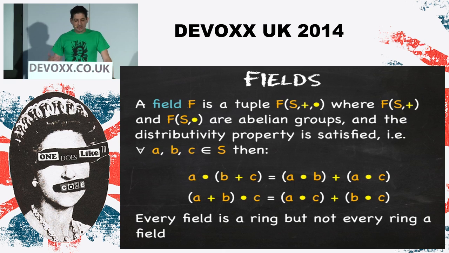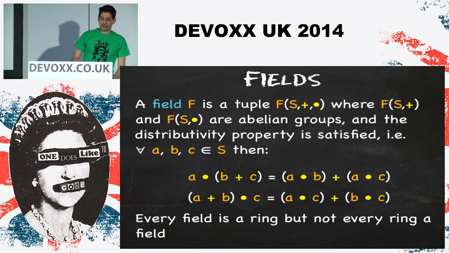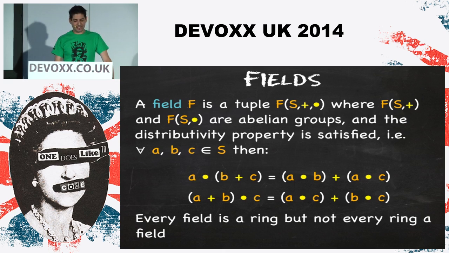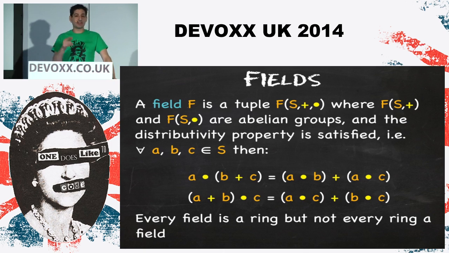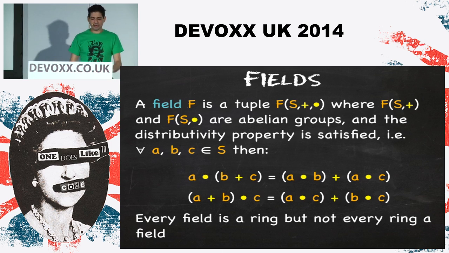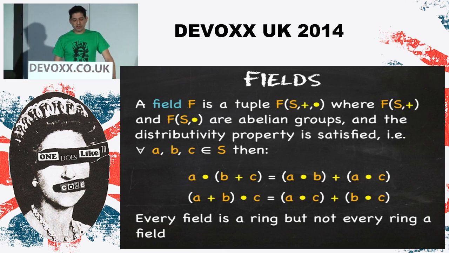And finally, a field. A field is, again, a group which has these two properties, and it also has this extra property where you can distribute multiplication over addition. So, A times (B plus C) is A times B plus A times C, or the other way around, depending on how you evaluate the brackets. And it's important to know that every field is a ring, but not every ring is a field.